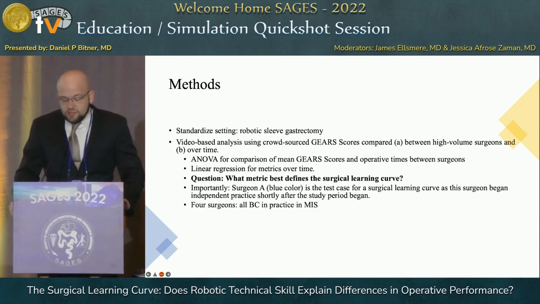So methodologically here, we looked at robotic sleeve gastrectomies. This is a video-based analysis using crowdsourced gear scores to assess technical skill. We compared them amongst high-performance surgeons at our health system, as well as for how they performed over time. I'm trying to answer the question if technical skill corresponds to the surgical learning curve.